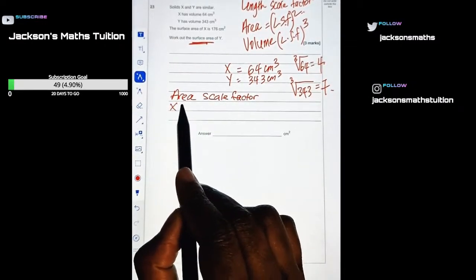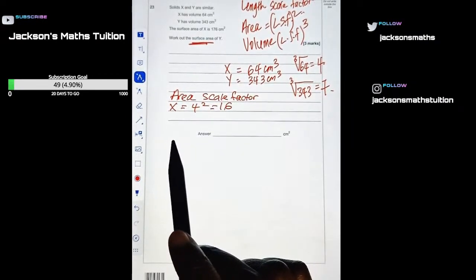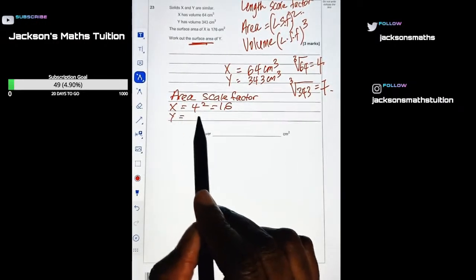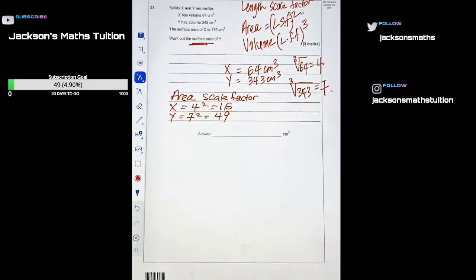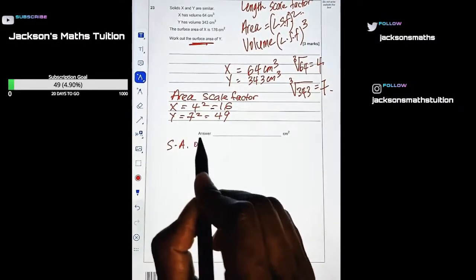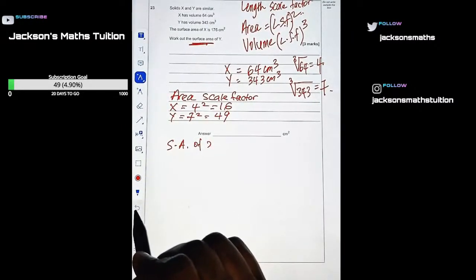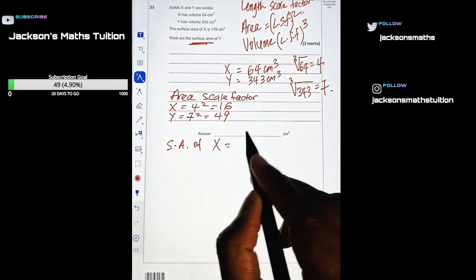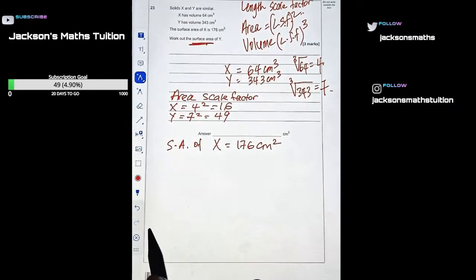So for X, it's going to be 4 squared, 16. And for Y, it's going to be 7 squared, 49. Okay? So those are the scale factors we're working with for the area. Now we're given the surface area of X. So the surface area of X is 176 centimeters squared, and we need to work out the surface area of Y.